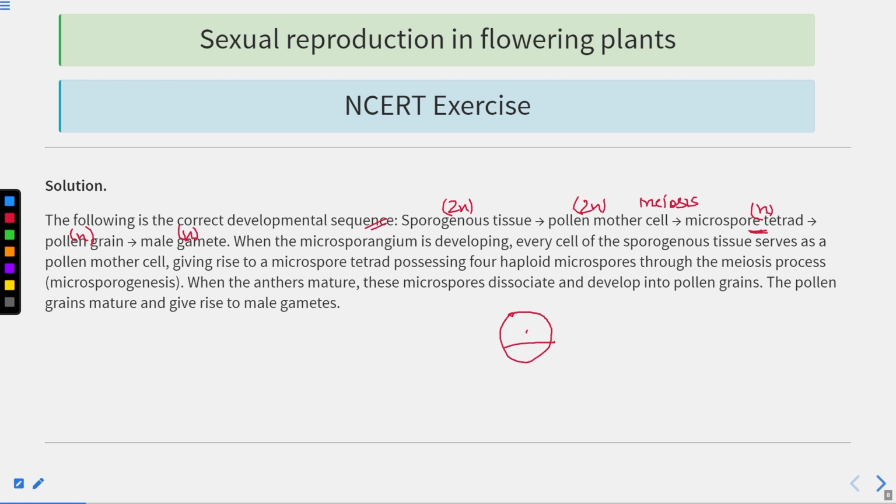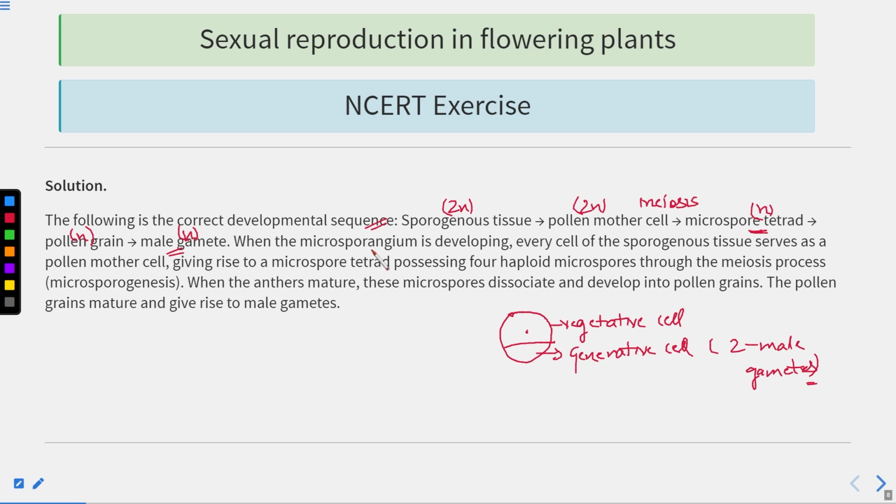The largest cell is the vegetative cell. And this one is the generative cell. Now, the generative cell will further form 2 male gametes. That's why we have written there, male gametes.